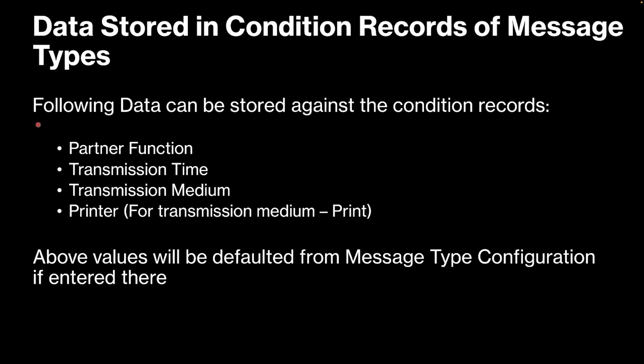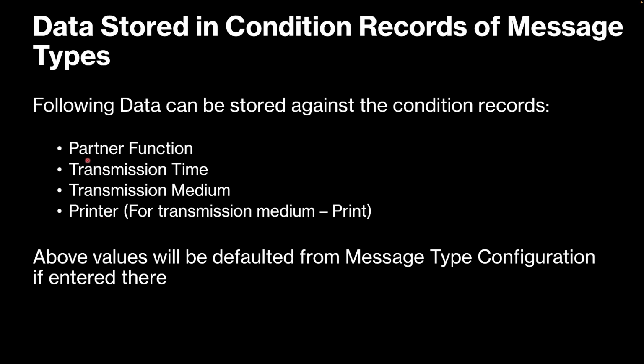So now let's see what all data you will store against the message type when you will be maintaining the condition record. So you can see here you can maintain all these four data in the condition record of your message type. You can maintain the partner function, that is whether it is a vendor or goods supplier or ordering address. Then you can enter the transmission time, that is whether the message is to be sent immediately or manually or through batch job. Then you can enter the transmission medium, that is whether you want to send it through print, fax, email, EDI, and so on. And for the transmission medium print, you can also enter the printer through which this message will be printed. Okay, so you can maintain all these four entities in your condition record.